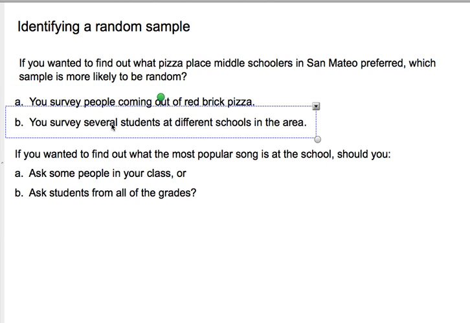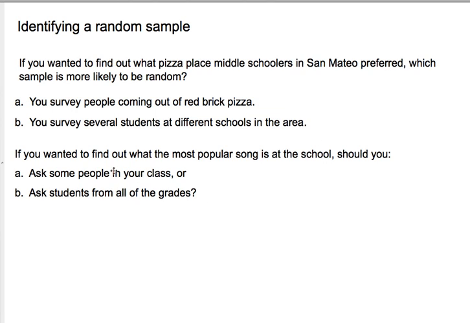Whereas if you survey several students at different schools in the area, that's much more random, because certainly students at a certain school might have a preference for a certain pizza place, and students at different schools might have different preferences for pizza. So if you get a good mix of people from different schools, and if you could generate that mix randomly, that's the best, but that would be a better random sample.